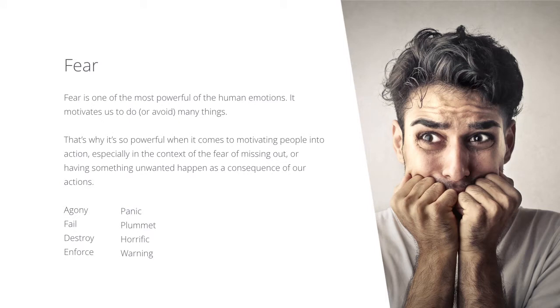Let's look at fear. Fear is one of the most powerful of the human emotions. It motivates us to do or to avoid many things. That's why it's so powerful when it comes to motivating people into action, especially in the context of the fear of missing out or having something unwanted happen as a consequence of our actions. So those words include agony, fail, destroy, enforce, panic, plummet, horrific, warning. So if you use those types of words in your copy, you'll instantly be able to arouse those emotions and feelings.